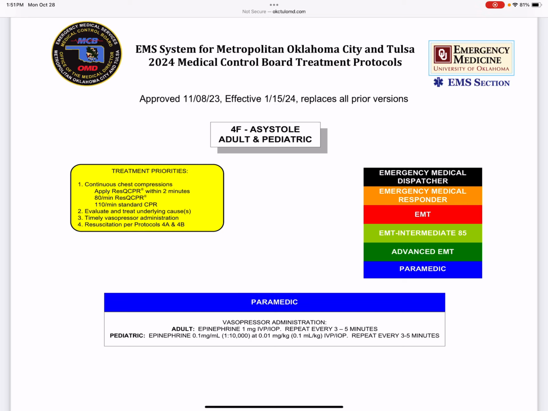All right, so hopping back into this, we're in section 4F now, which is asystole. It's talking about your cardiac arrest rhythms. Asystole is very, very simple. You look over on your treatment priorities, nothing changes. Your CPR, apply rescue CPR within 2 minutes, 80 minutes for rescue CPR, 110 for standard CPR. Evaluate and treat underlying causes, your vasopressor administration, and then following protocols 4A, 4B.